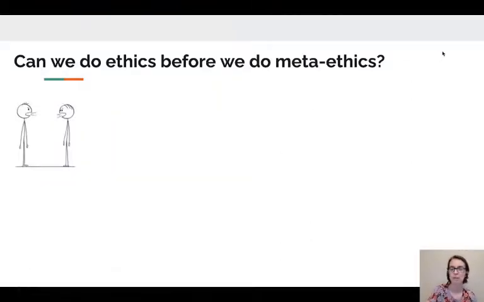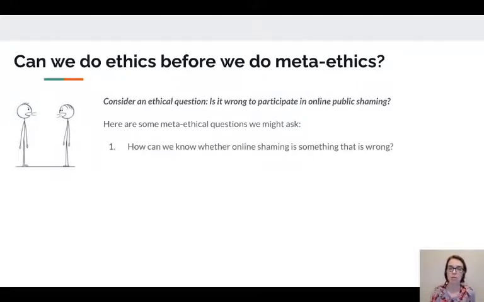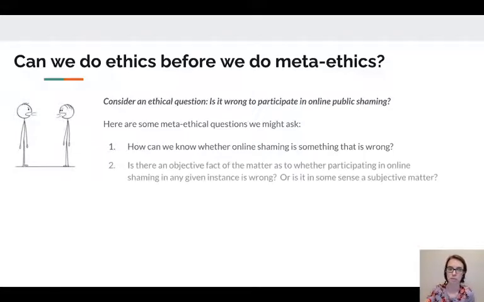Okay, but you might at this point have a worry. You might think to yourself, that's well and good that we have this distinction, but how could we even do ethics before we do meta-ethics? So you might think of a particular ethical question. Here's one that we're going to talk about. Is it wrong to participate in online public shaming? And you might think to yourself that before you can really answer this question, you need to ask some meta-ethical questions. You might think, I should ask, how can we know whether online shaming is something that's wrong?